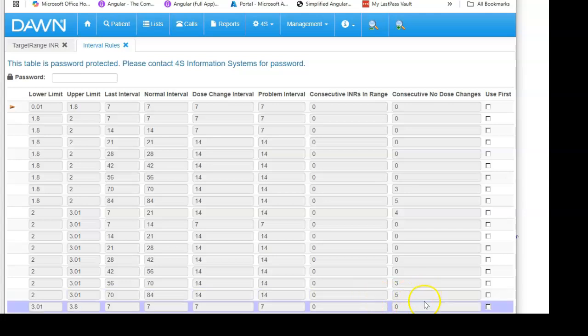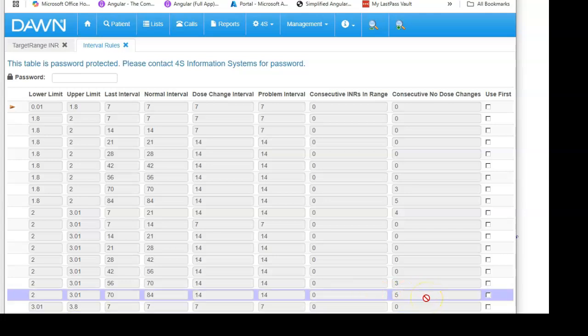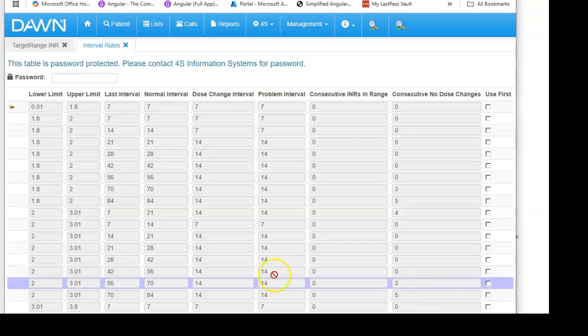You have a choice in how you configure this. You can say how many consecutive INRs in range, or you can say how many consecutive no dose changes. And that's what we've used here. So to get from 70 days to 84, there must be 5 consecutive no dose changes. From 56 to 70, there must be at least 3 consecutive no dose changes.